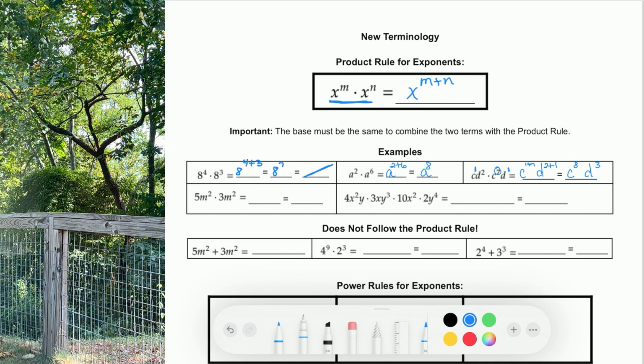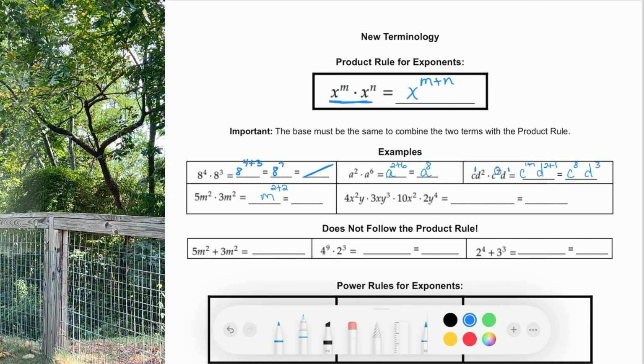All right, so let's look at the next one. We have 5m squared times 3m squared. All right, so I've got a 5 and a 3. They don't have the squaring number, but I do have the m that is a like term base that I can combine my exponents with that. So I'm going to go ahead and do that part here. So m to the power of 2 plus 2.